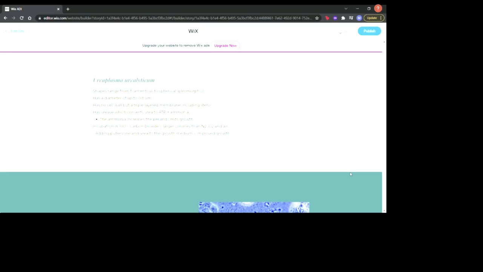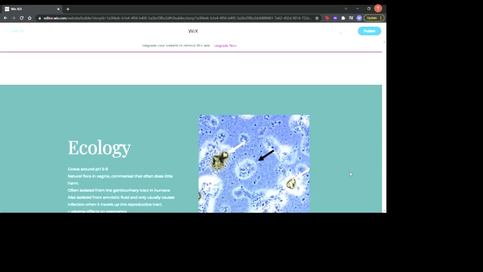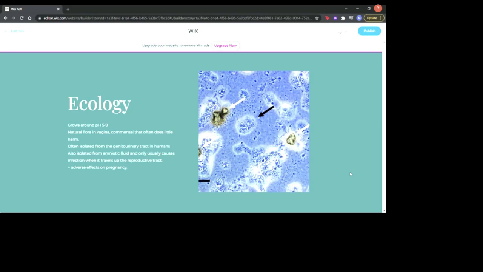If you would like to grow this bacterium, incubation in 100% carbon dioxide will result in larger colonies than nitrogen, oxygen, and air. Also, if you add putrescine and urea to the growth medium, you also get improved growth. So, ecology: it grows around pH 5 to 9.